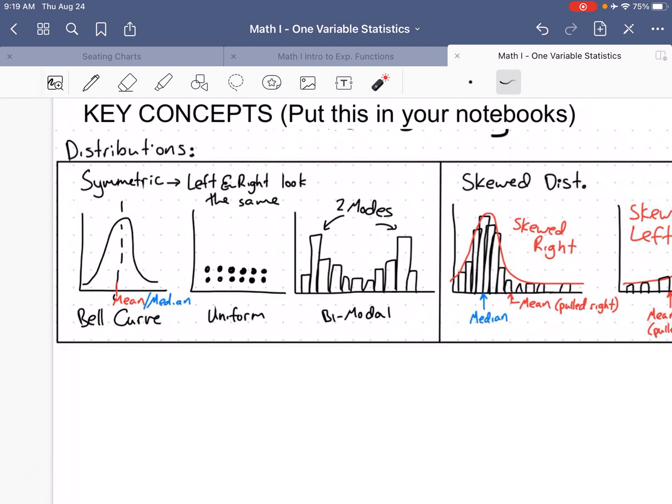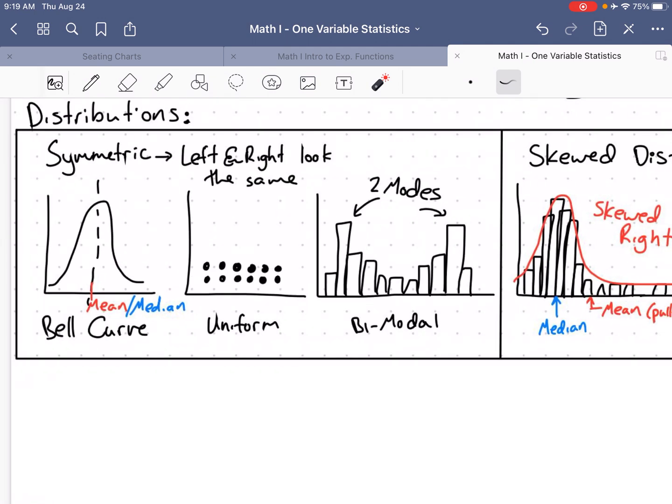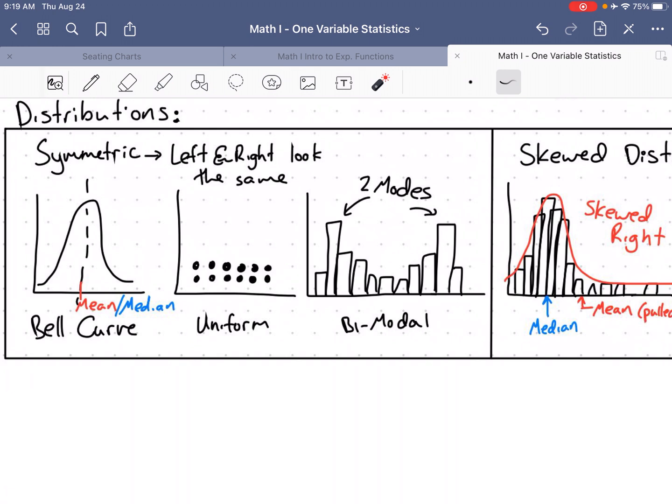Now, in the symmetric category, we have a few different types of graphs. We have what we call the classic bell curve. You can see that in dots, you can see it as a line, or you can even see it in a histogram with bars. But a bell curve has one strong peak right in the middle, and then it gets shorter to the left and shorter to the right, and it's kind of shaped like a bell.